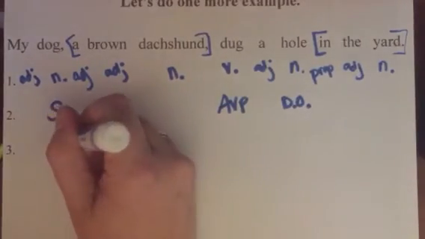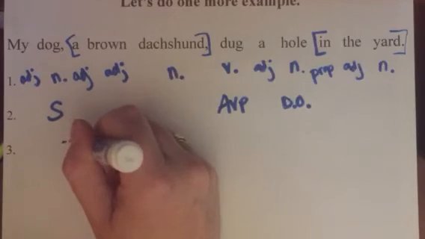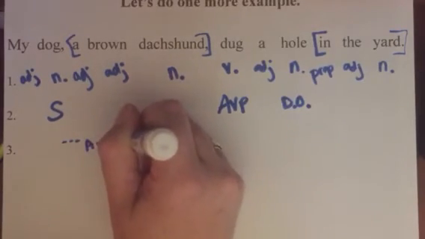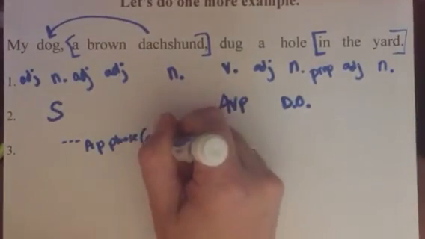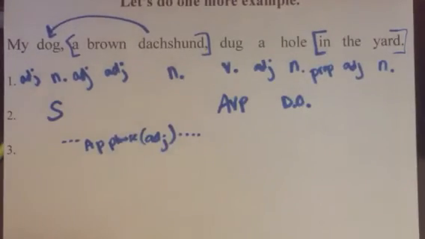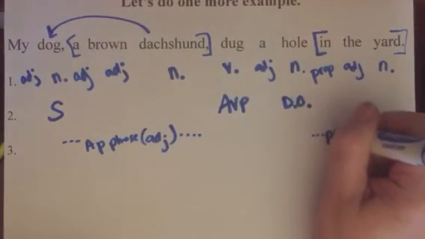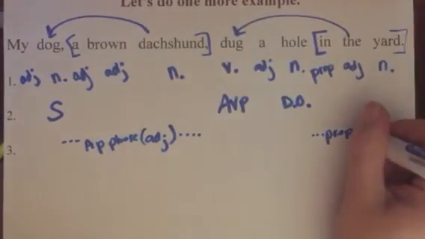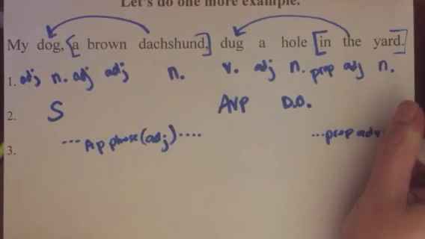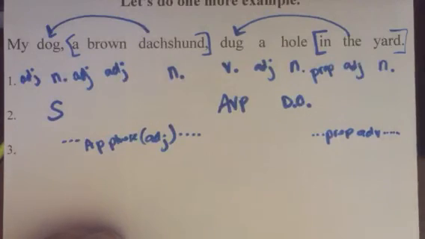So down in level 3, we're going to show that we know that this is an appositive phrase. And what is it doing? An appositive phrase is always going to be defining, therefore acting like an adjective. Great. And then the other phrase we have here is a prepositional phrase. And what is it doing? It's telling us more about where he dug the hole, so it's acting like an adverb. There you go. So those are two phrases, one a prepositional phrase and one an appositive phrase, that you can find and label in level 3.